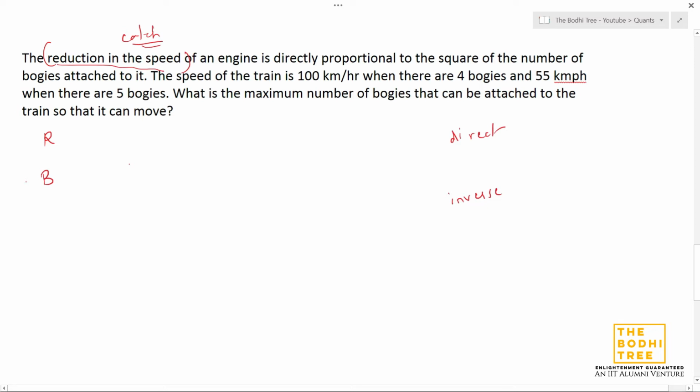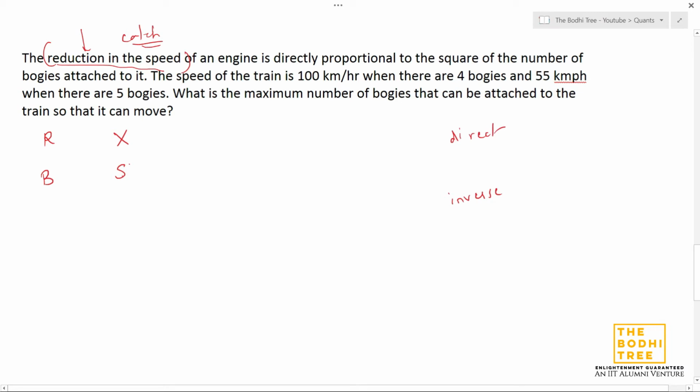So we have reduction in speed, we have number of bogies. Like I said, we'll need some parameter to justify the speed of the engine without any bogie being attached. You'll see why we need that. But we need that, like I said, because the reduction in speed and not the speed of an engine. So reduction has to be compared to some speed, right? Whenever we attach a bogie to that engine, the speed is going to go down, right? So let's say speed of the engine without any bogie attached to it is x, and speed of the engine when there is a bogie attached to it is s. All right, so we have considered all the parameters.